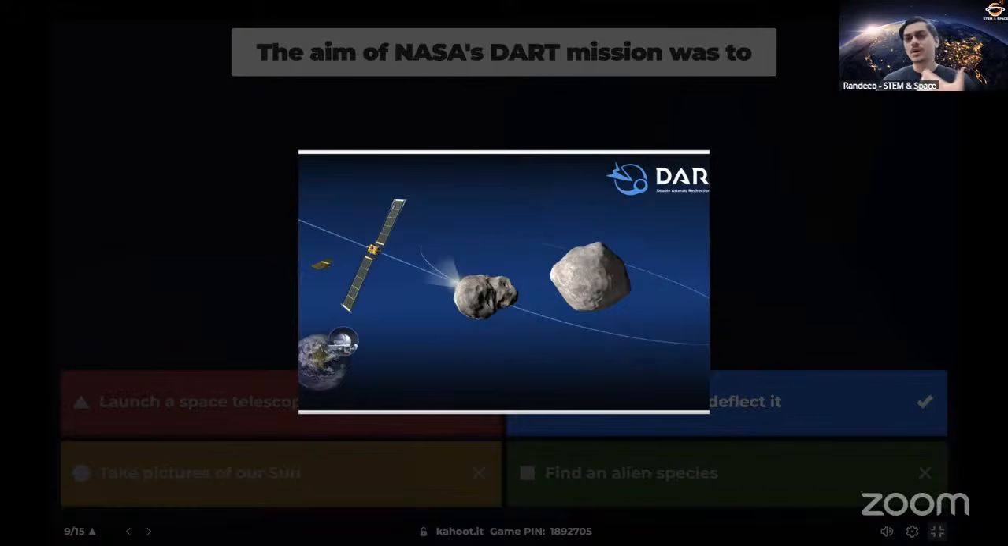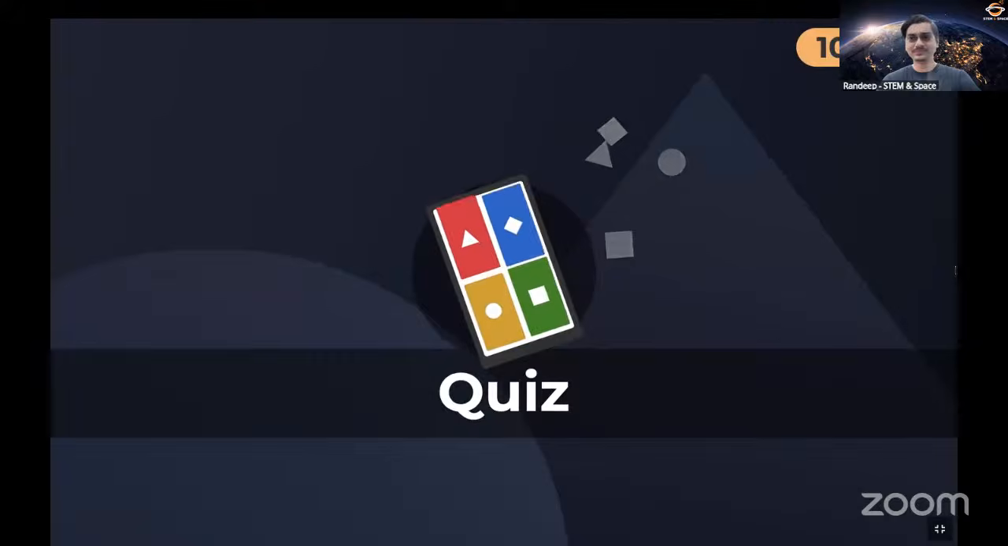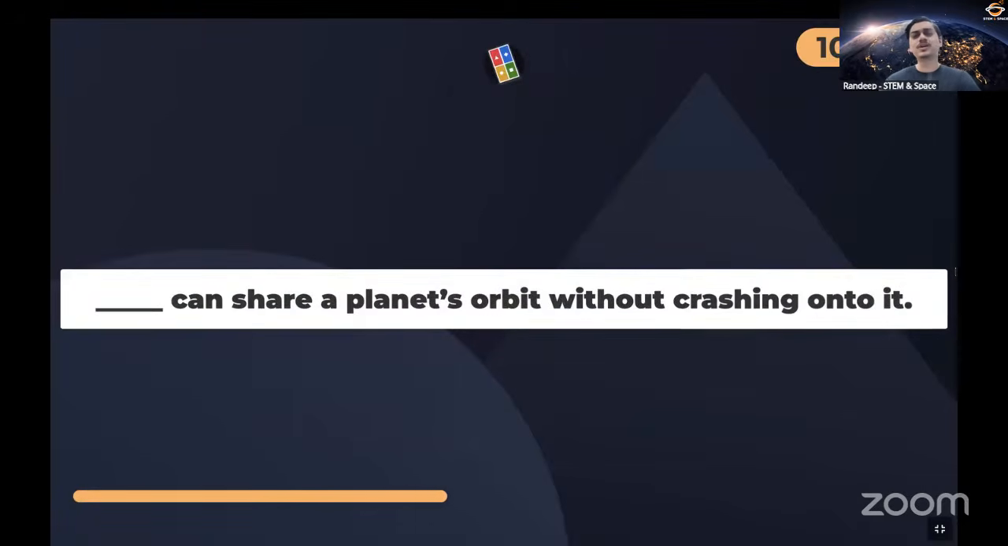That means at that time it was not about to hit our Earth, but that's what we were trying to demonstrate, that we can possibly deflect an asteroid and change its path so that it doesn't hit us in future. So let's move to the next one. Dash can share a planet's orbit without crashing into it.